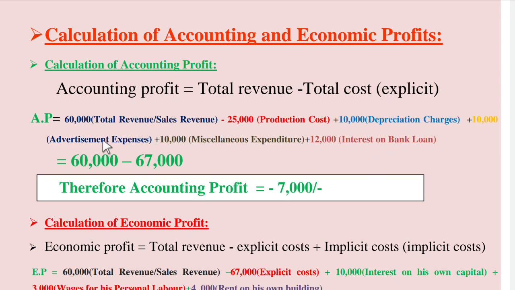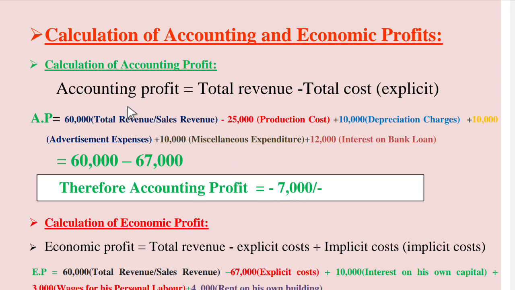Okay, so we add this data into the equation. Here 60,000 is the total sales revenue, minus the explicit costs. By adding these figures we got 67,000. The explicit cost becomes 67,000. Therefore accounting profit is equal to minus 7,000.